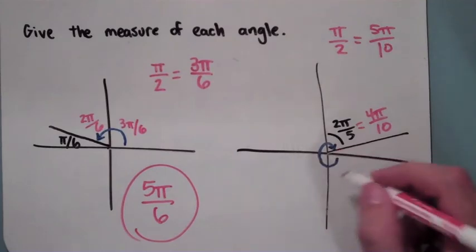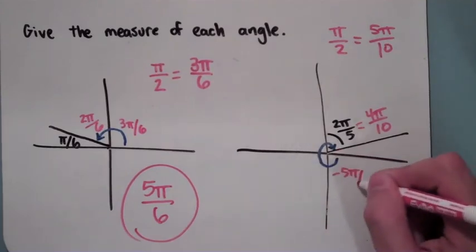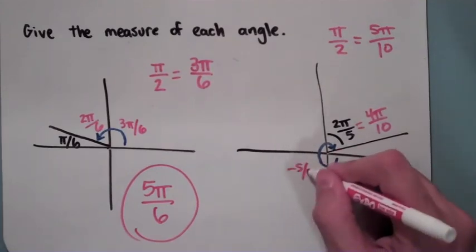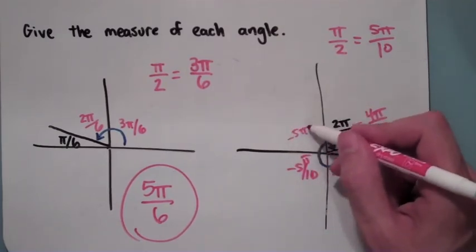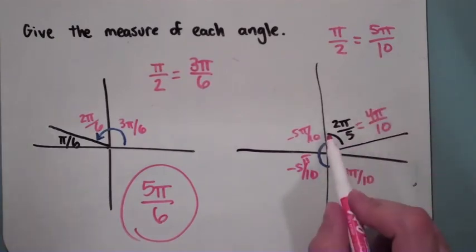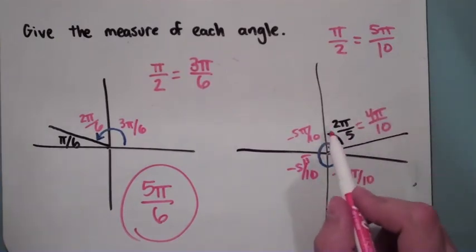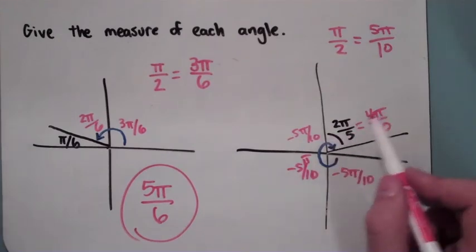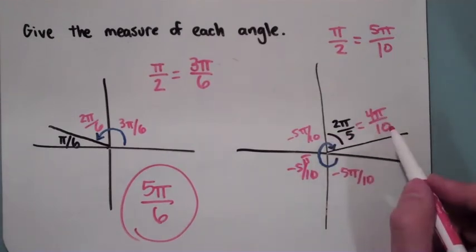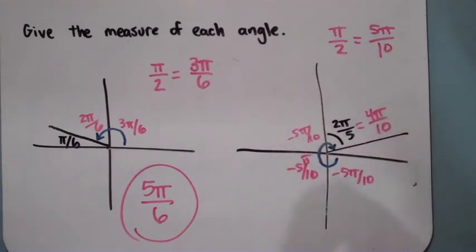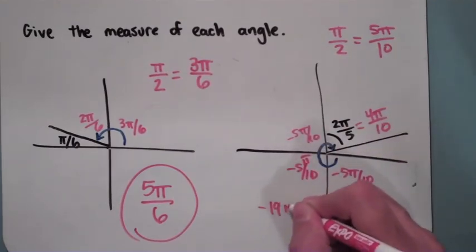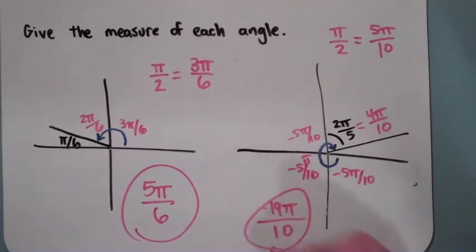So I'm going in the negative direction. So I have negative 5 pi over 10 radians, and negative 5 pi over 10 radians again. And then I have that negative 2 pi, that's just this part right here, negative 4 pi over 10 radians. So if I total all of those things together, it appears I'm looking at negative 19 pi over 10 radians. So if you convert them into common denominators, it makes the problem very manageable.